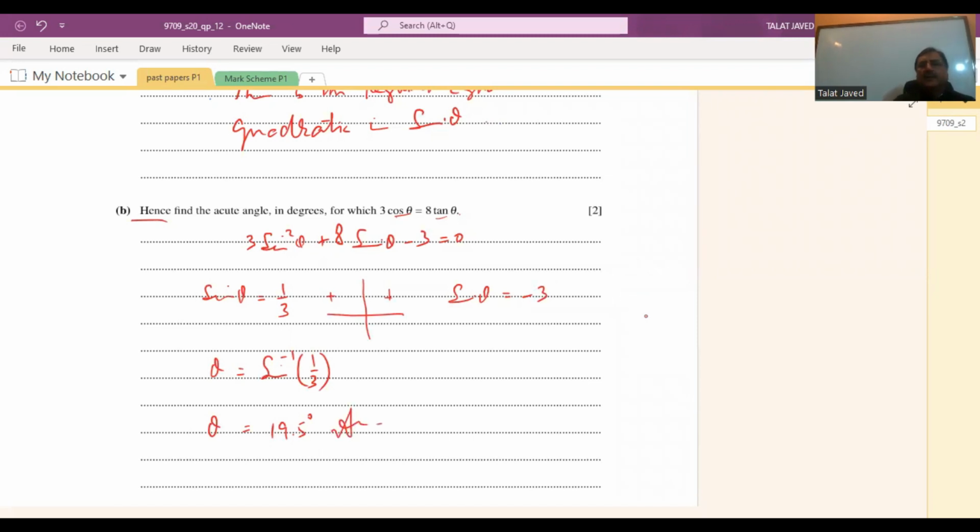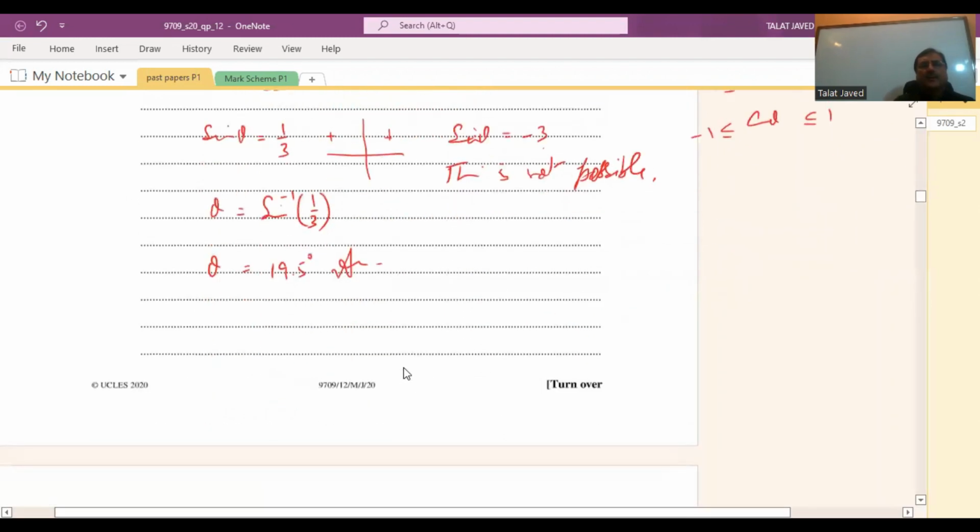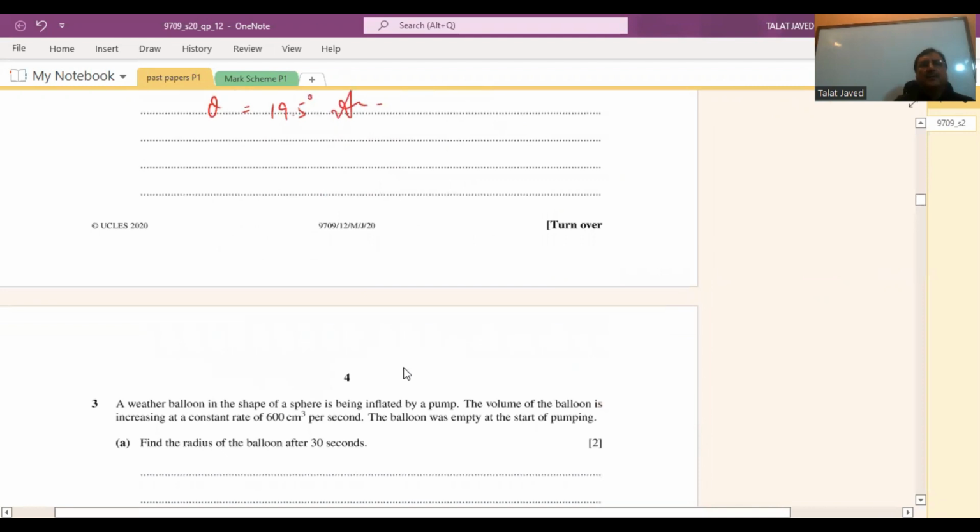And to know that, the range of sine theta is less than or equal to 1 and greater than or equal to minus 1. Similarly, cos theta is less than or equal to 1 and greater than or equal to minus 1. So I'll put it here: sine theta is equal to minus 3. So only the answer is theta equal to 19.5.